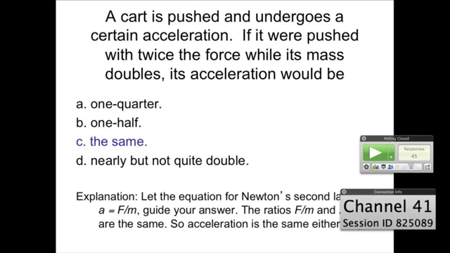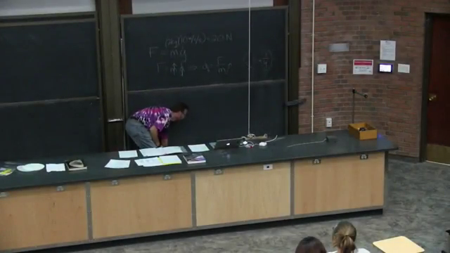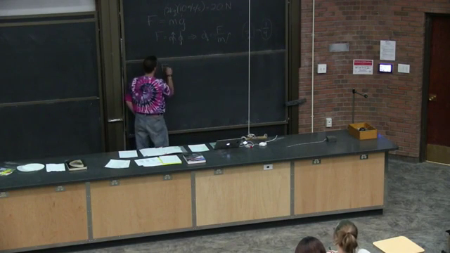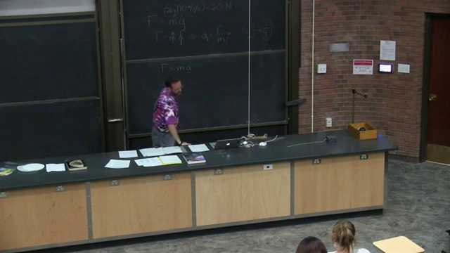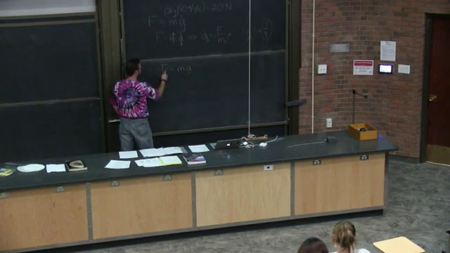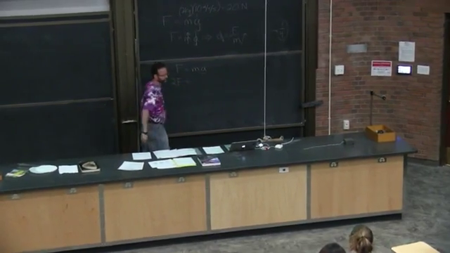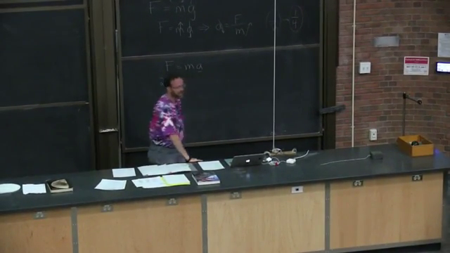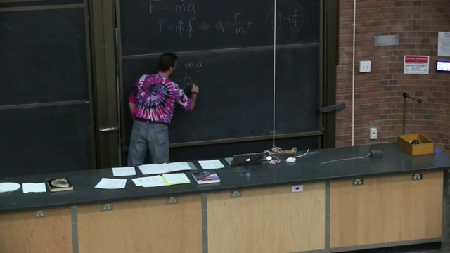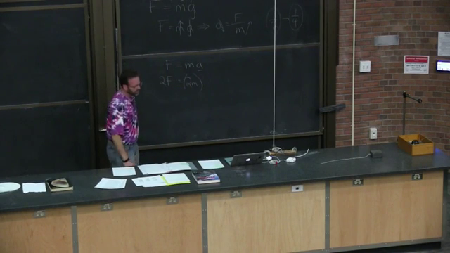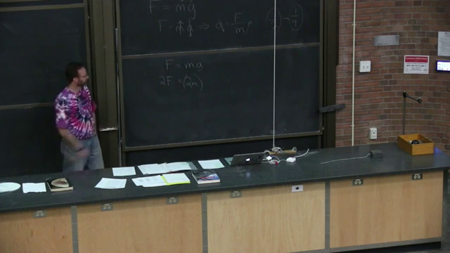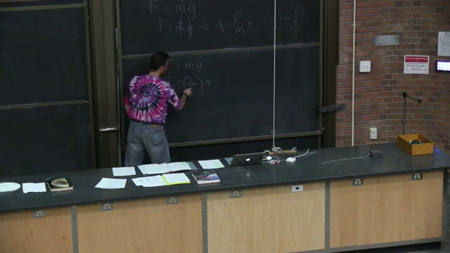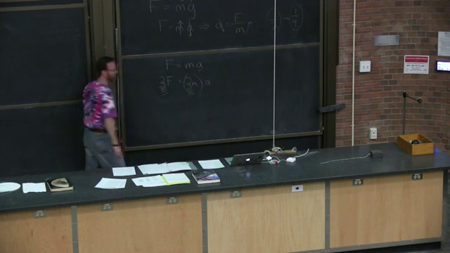So a cart is pushed and undergoes a certain acceleration. We got this again. Certain acceleration. If it's pushed with twice the force, so if we make this 2F, while its mass doubles, 2m, what's that acceleration going to have to do to keep that equation equal? It stays the same, because there's a 2, makes up for that 2.